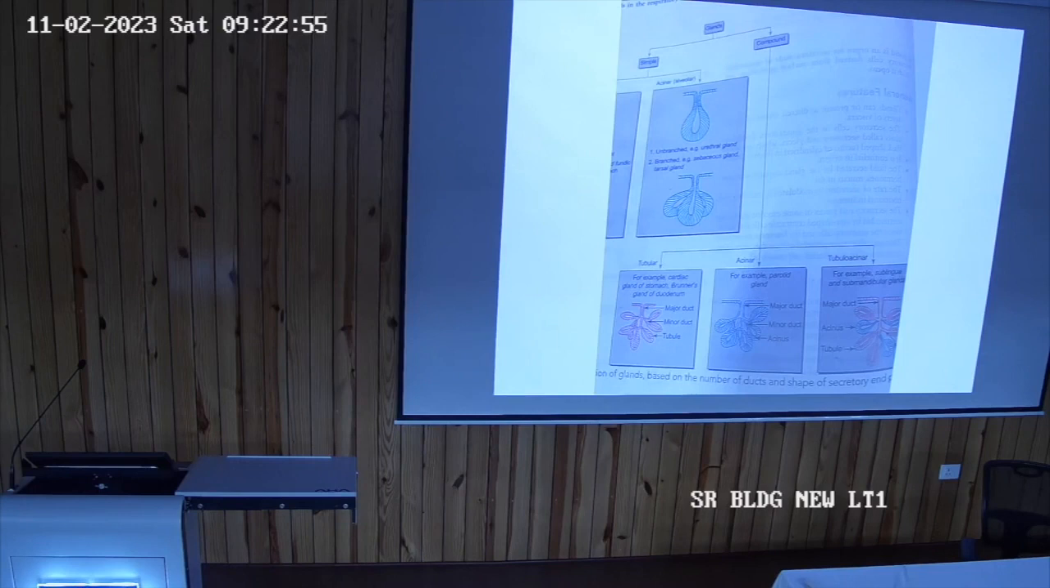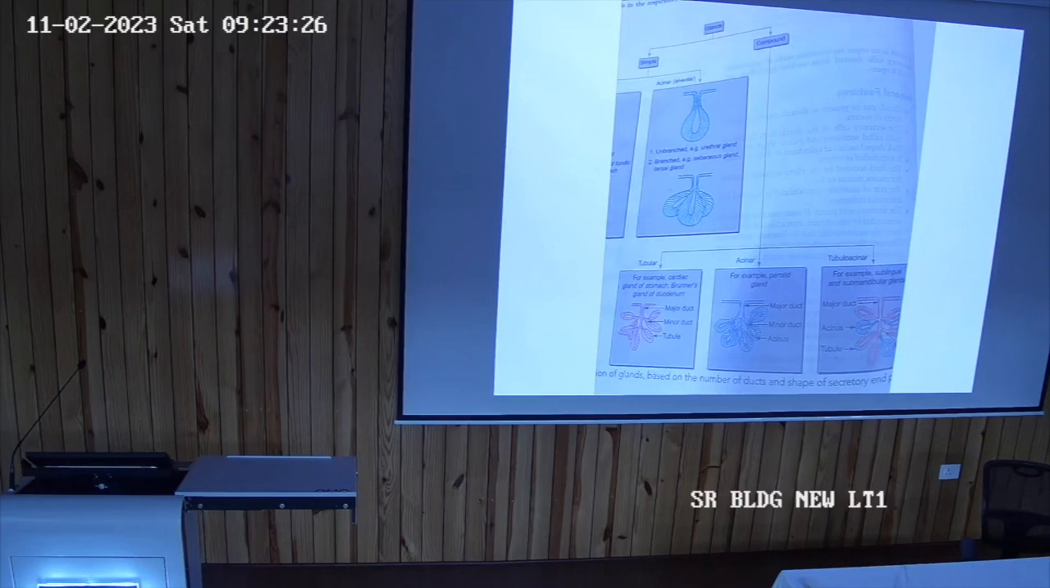So mixed glands are two. One is the sublingual, another is the submandibular. The sublingual gland is a predominantly mucus secreting gland, while the submandibular, which is also a mixed gland, is predominant in serous. At the same time, we have to differentiate which is the serous gland and which is the mucus gland.